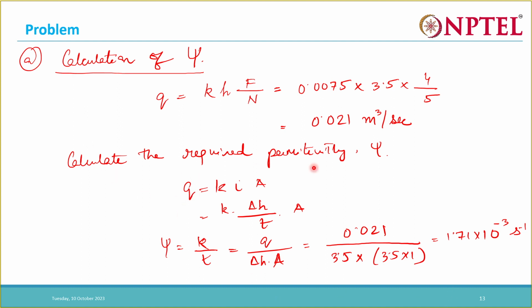Then we calculate the permittivity. What is the permittivity? K by t is nothing but Q by delta H times A. What is the head loss? 3.5. This is the plane, and water is flowing like this. So what is the area through which water is flowing? Height times per meter length, so 3.5 times 1. So we get the required permittivity as this much.